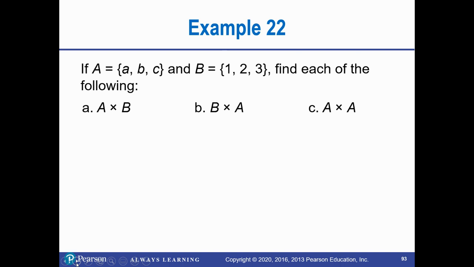Okay, so here are some examples, and if you feel confident, go ahead and pause the video and write down, or at least think about what these cross products, what these Cartesian products might look like. What would the ordered pairs look like in each of these instances?